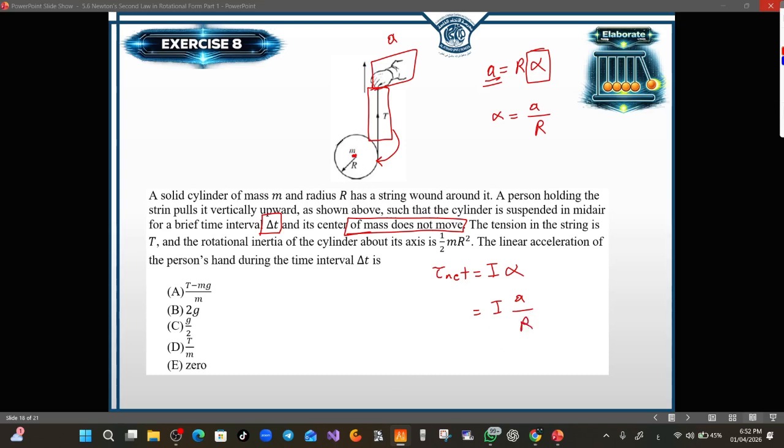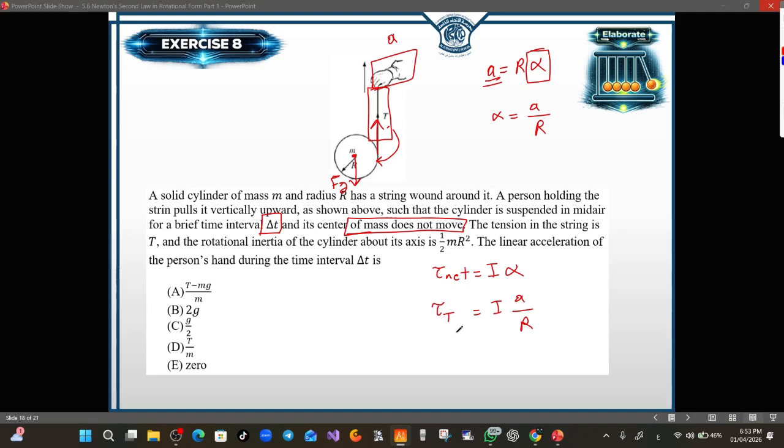Now how many forces are acting here? We have the gravity and we have the tension. So only two forces are acting here, and no force from the axis, because it's not fixed with an axis. Now we know that the torque due to the force of gravity is 0 because this force is passing through the pivot. We just need to worry about the torque due to the tension.